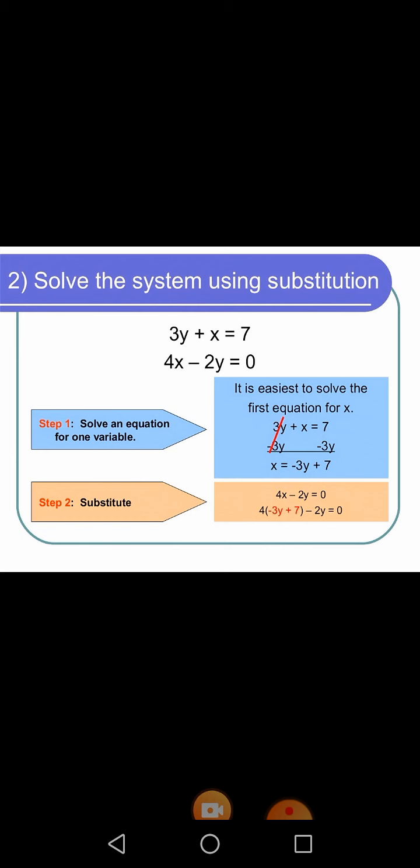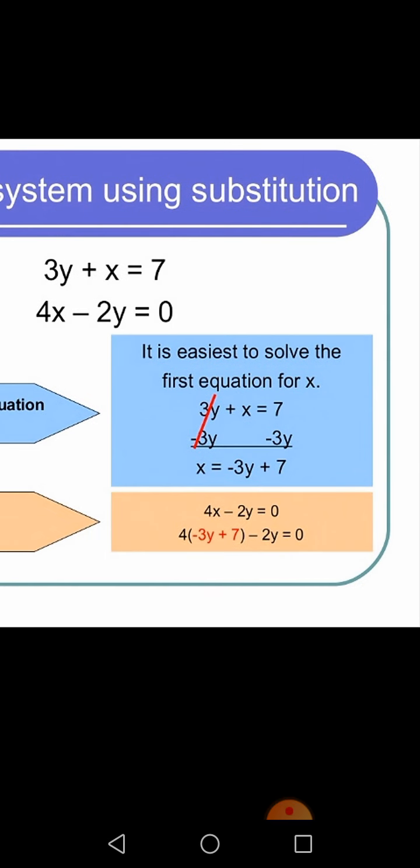Step 1, solve an equation for one variable, which means it is easiest to solve the first equation for x. How can I solve it? I want to make x alone and get rid of anything next to x, right? So I want to get rid of 3y. How can I do it? Yes, amazing. By subtracting 3y from both sides, which means sending 3y to the other side with the different sign. So x equals negative 3y plus 7.